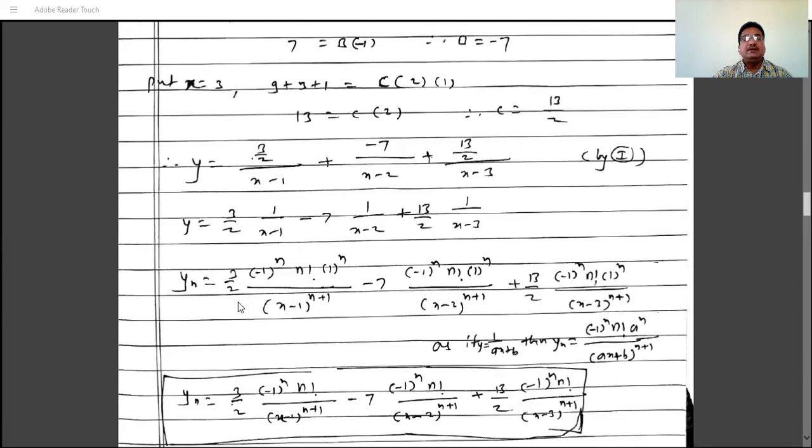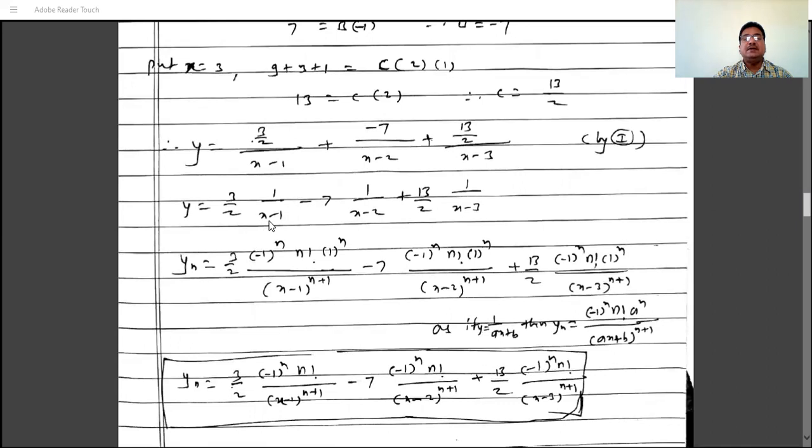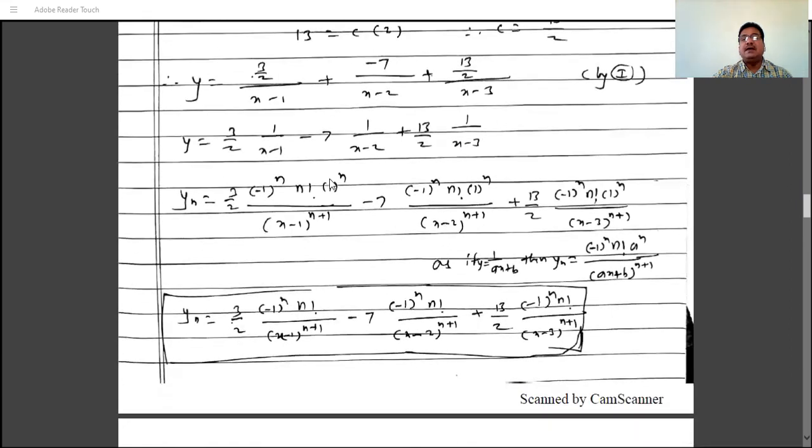And therefore y is equal to 3 by 2, 1 by x minus 1, minus 7, 1 by x minus 2, plus 13 by 2, 1 by x minus 3. And this is y now, this is y as the sum of partial fractions. So these are the partial fractions of this function y.